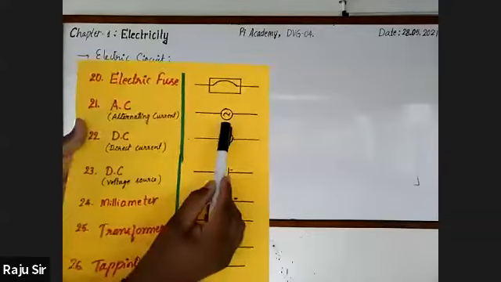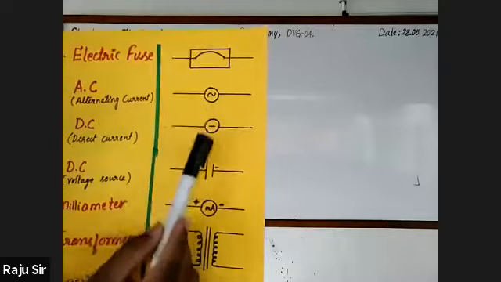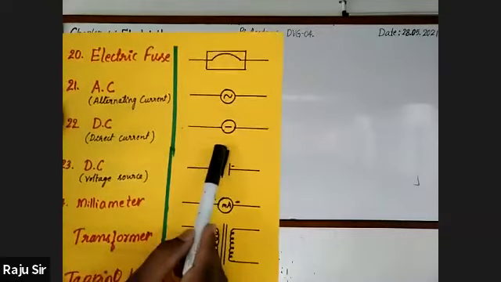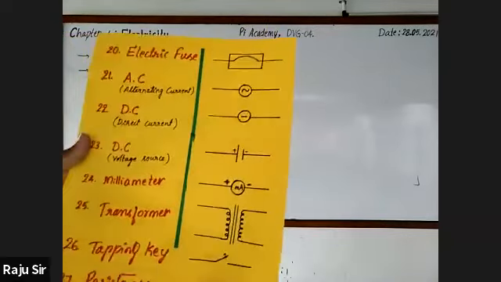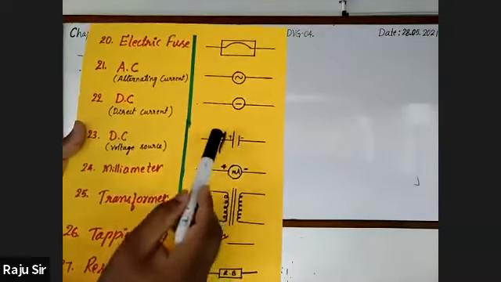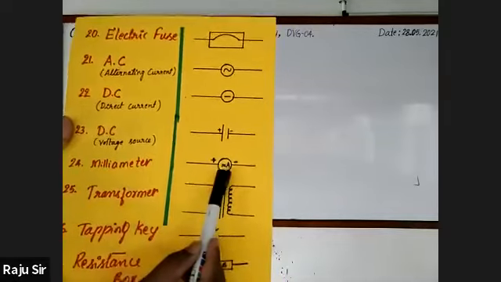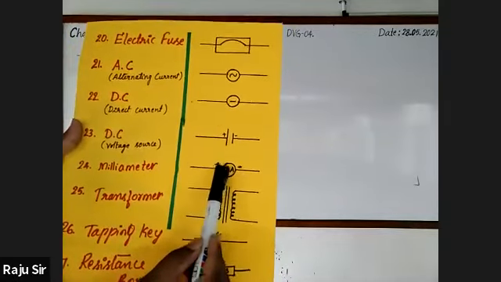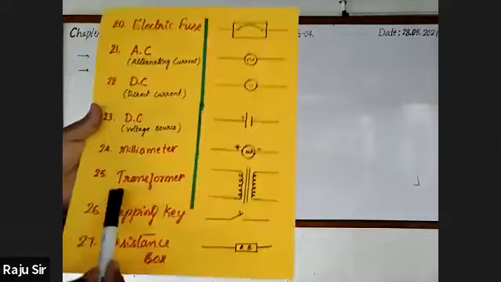Next, it is the symbol of alternating current. This is the symbol of direct current. And this is a DC voltage, nothing but we have used a cell. Next, milliammeter, obviously, it is MA encircled.